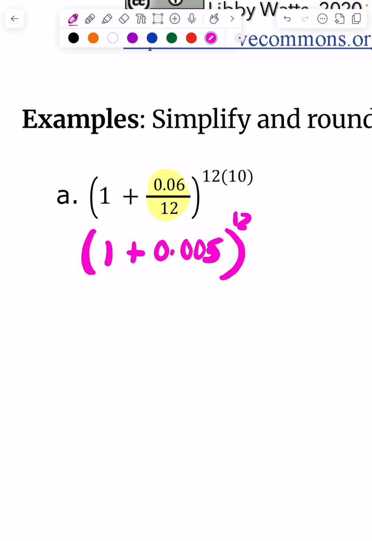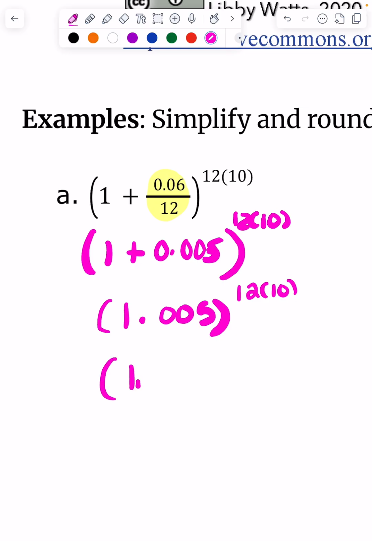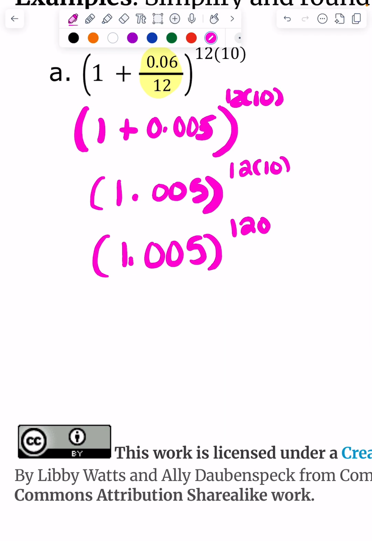All right, and then we have 12 times 10 as our exponent. So now all I have left is the addition, so that would be 1.005 in the parentheses. There's nothing more I can do in the parentheses. So then the next one would be exponent. And in the exponent, there's actually an operation to do. There's multiplication, so let's go ahead and multiply. That's 120. So now there's only one thing left to do, and that's to do 1.005 raised to the 120th power.